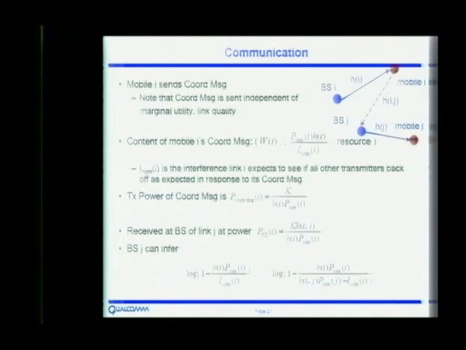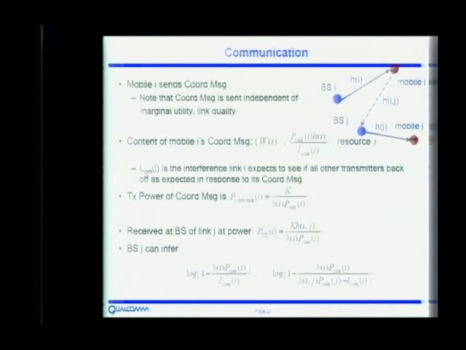The things that we convey in this message are, one, the priority you want to convey. The other thing you want to convey is this weight/priority WI times the rate that you expect to see if you got to go. And the third thing you want to convey is, let's say this interferer doesn't back off, what is the rate you would see in that case?